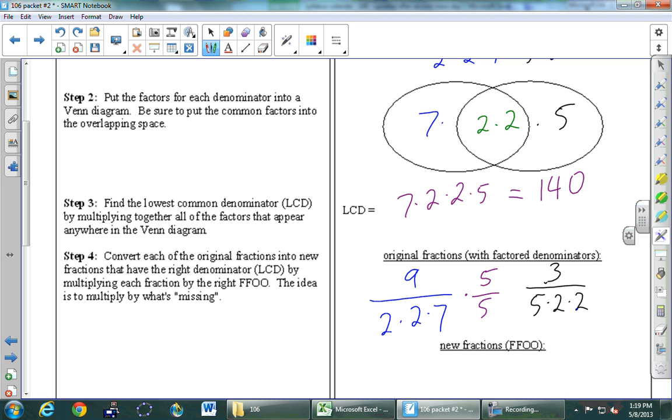The second one first. This one? Yeah, so this is what we need to do in the second one. It's a different thing we're missing. So Jenny says we're missing the 7 down here. Do you guys agree? 5, 2, and 2. We're missing a 7.